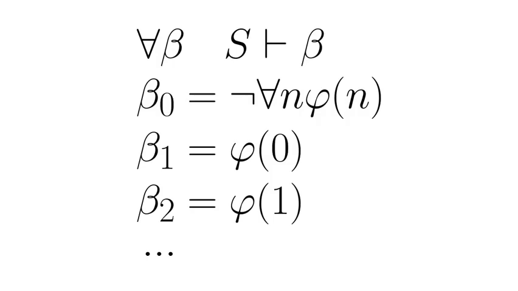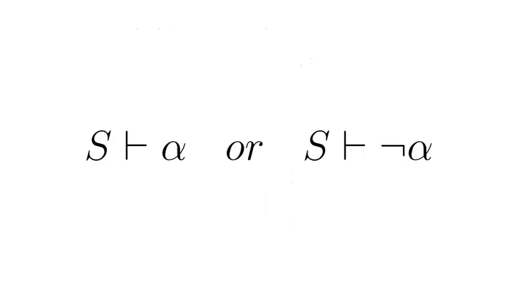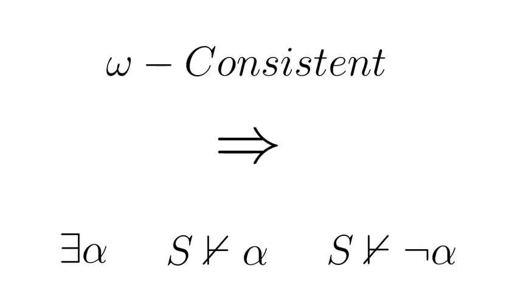The third thing that you would like your system to be is complete. You would like that if you take any formula, using your system you can either prove it or prove its negation. Godel's first incompleteness theorem says you cannot have all three. A system that is omega consistent will not be complete.